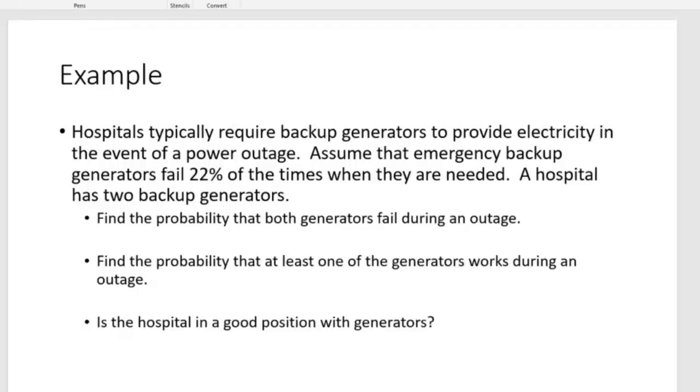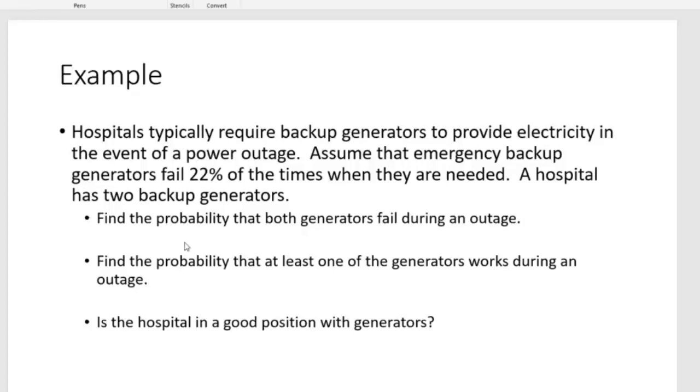One example where we see that this would be really important is in the case of hospital generators. Hospitals have backup generators so that if the power goes out, they can still function. So assume that an emergency backup generator fails 22% of the time when they're needed, and a hospital has 2 backup generators. Find the probability that both generators fail during the outage.